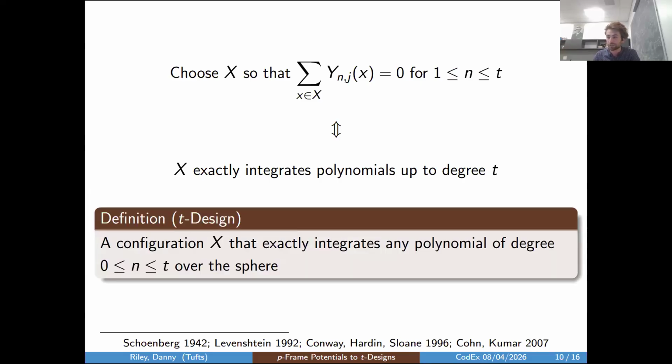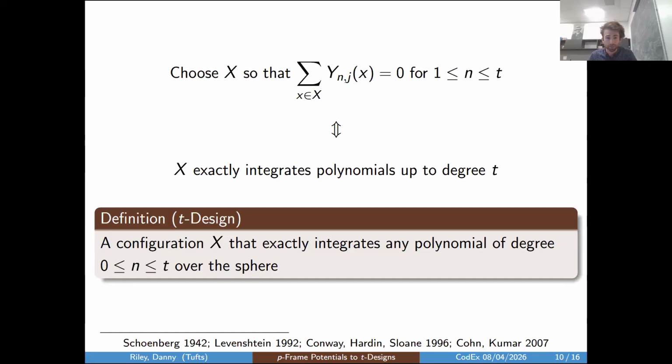And so that's what our definition of a t-design is. It's just any configuration x such that that condition holds. In other words, it exactly integrates any polynomial of degree between 0 and t on the unit sphere. Okay, so that's how we show that all of those linear programming techniques work and prove what the minima are: because we can find an H that has those properties, an X that is a t-design of appropriate strength. But in general, this might be too much to ask of our configuration X.